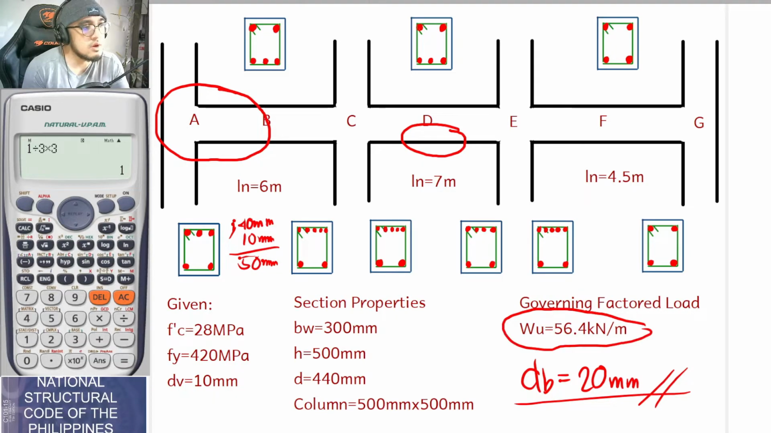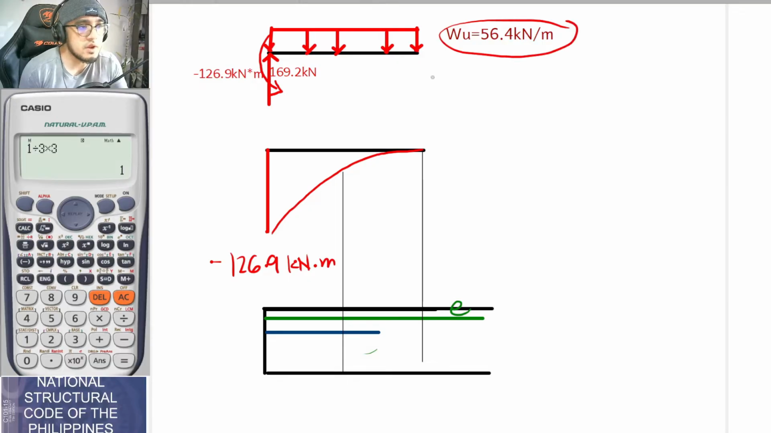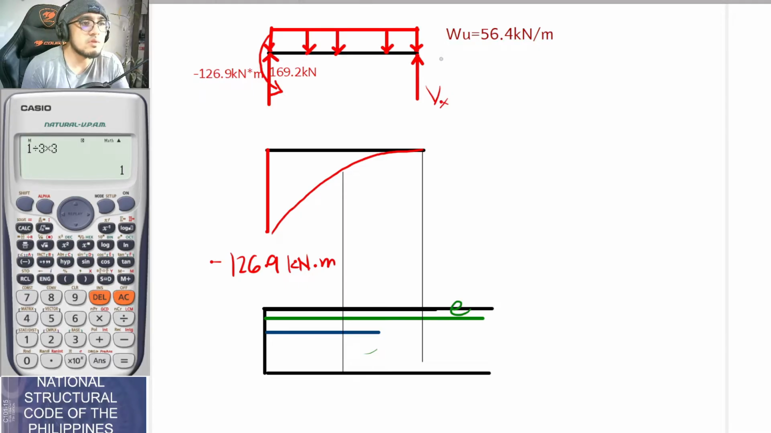This was the loading that we have solved for before. For your W, it would be this uniformly distributed load. So W is equal to 56.4 kilonewton. We also have a shear here, so this is for your shear, let's say V at X. And you also have a moment here at this portion. Actually, at this portion, the moment should be 0 already.